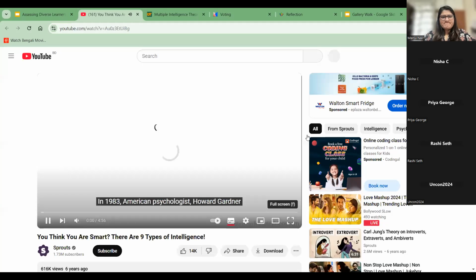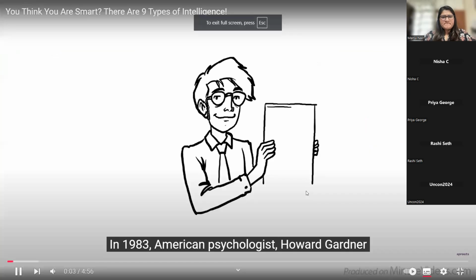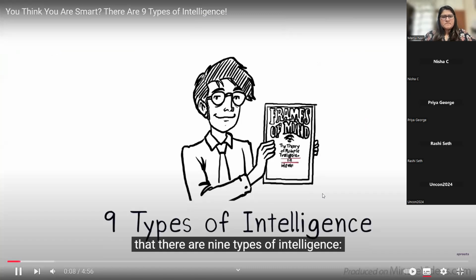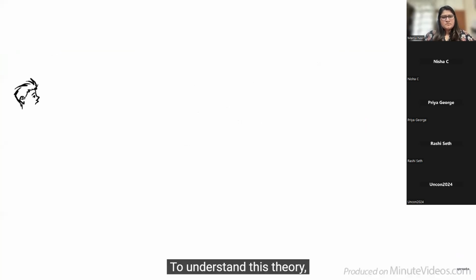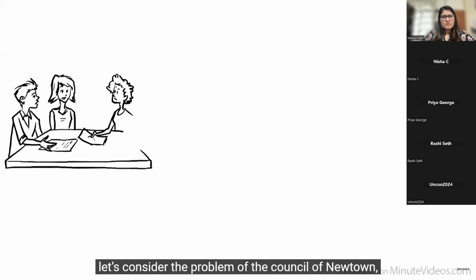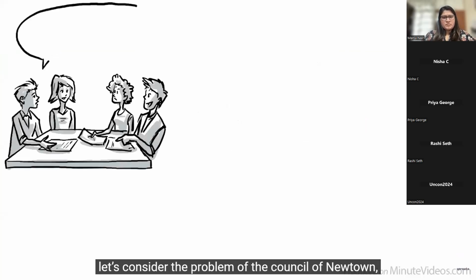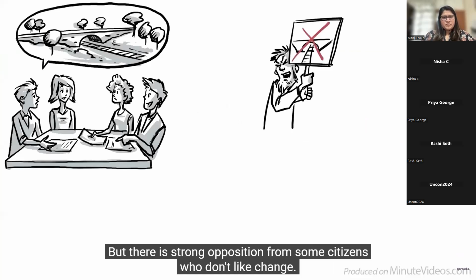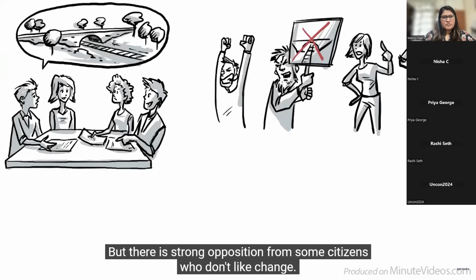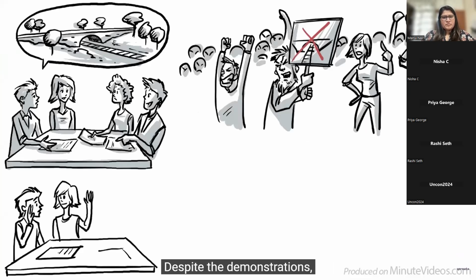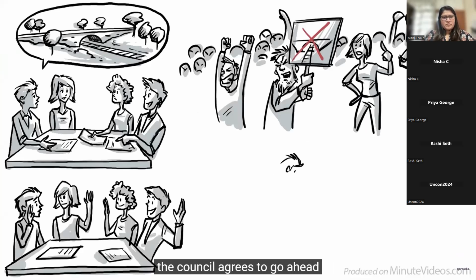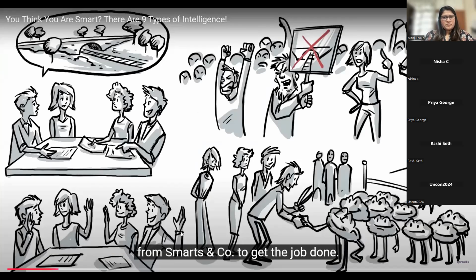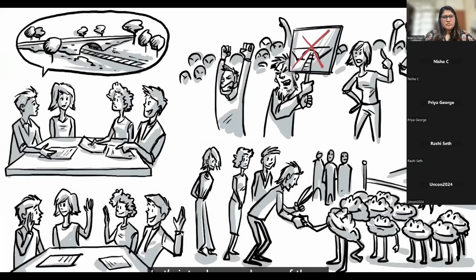In 1983, American psychologist Howard Gardner published a book with a theory that there are 9 types of intelligence. To understand this theory, let's consider the problem of the Council of Newtown, who wants to build a bridge over the dangerous railroad tracks. But there is strong opposition from some citizens who don't like change. Despite the demonstrations, the council agrees to go ahead and then hires a team of 9 experts from Smarts & Co. to get the job done. Let's introduce each one of them.